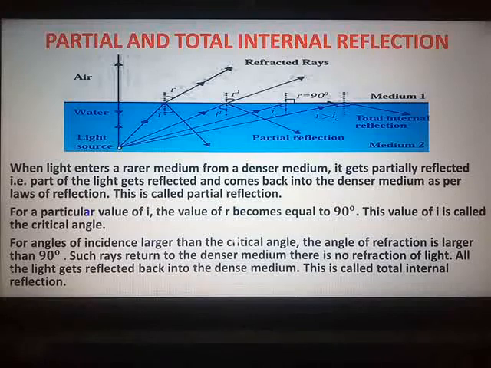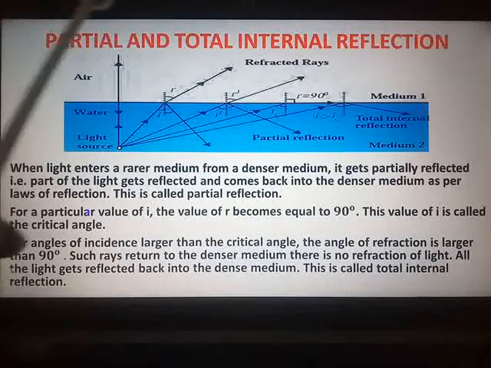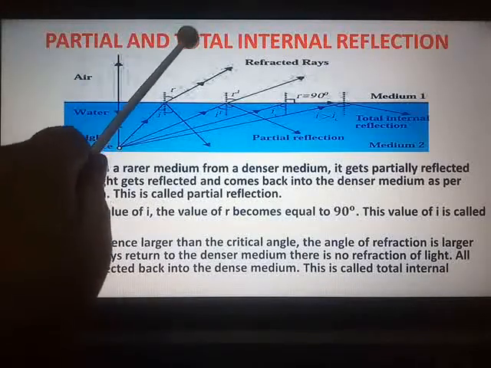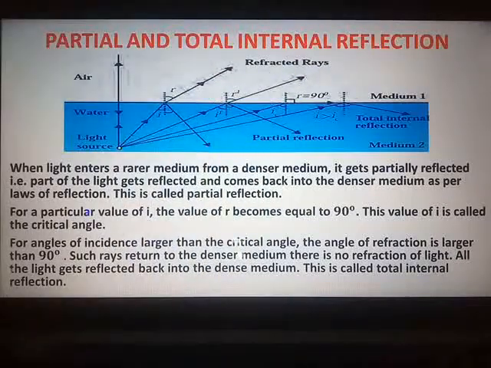For angles of incidence which are larger than the critical angle, the angle of refraction is larger than 90 degree. Such rays you will see return to the denser medium. As you can see on the right side of this figure, all the light gets reflected back into the dense medium and all the light rays come back, and hence it is known as total internal reflection. This phenomenon, how we are going to apply in a small topic ahead when you study about the formation of rainbow. I hope you have understood about partial and total internal reflection.